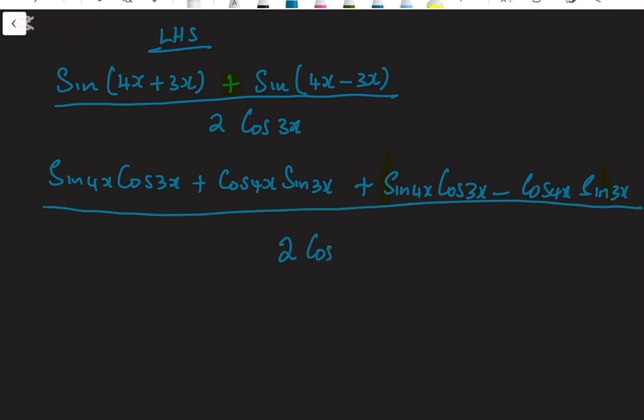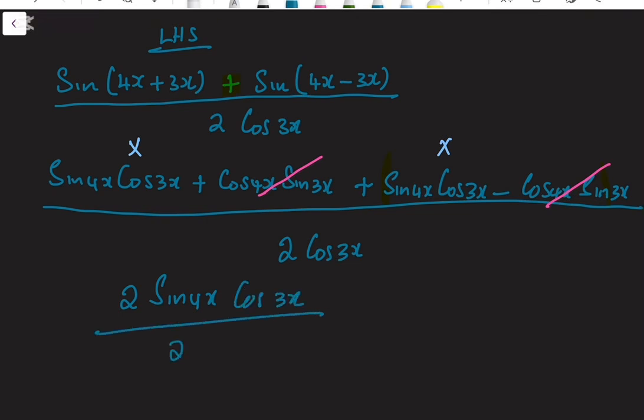2 cos 3x. And now we look for like terms if we do have any. And we do have like terms. These and that, they cancel out. And then you are left with this one and that one. So we can add the 2. So if we add them, we are going to have 2 sine 4x cos 3x, all divided by 2 cos 3x.